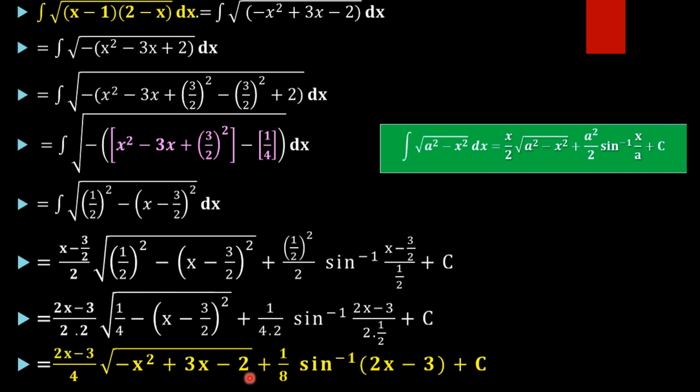Instead of this term, you can also write (x − 1)(2 − x).